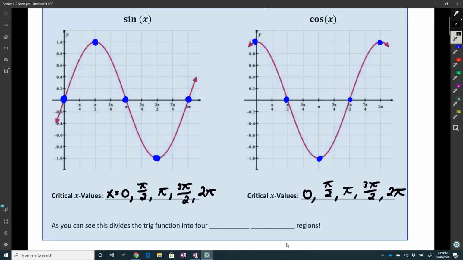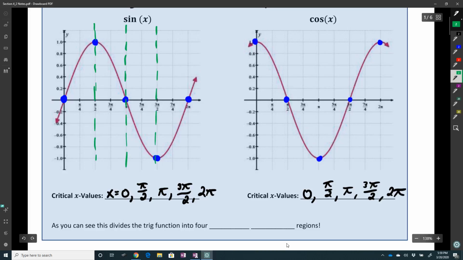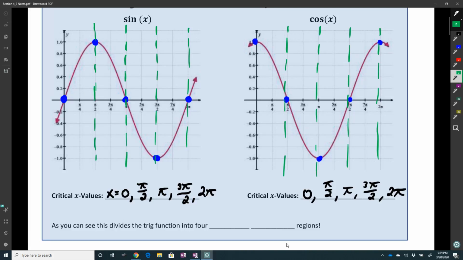All right? As you can see, what will happen is this divides the graph into regions. And really the regions represent each quadrant. Okay, same thing over here. Right, and so each of these regions is pi over 2 across. Now, as we start moving the graph and squishing it and stretching it, that's going to change. But there's always going to be 4 regions, equally spaced. All right, as you can see, this divides it into 4 equally spaced regions.